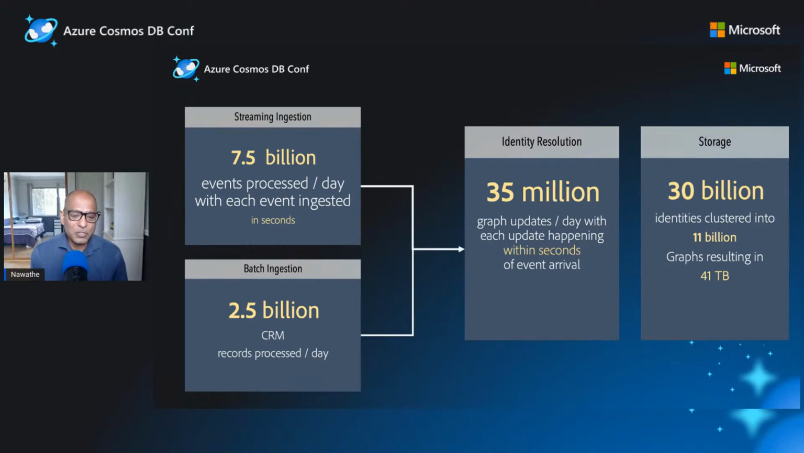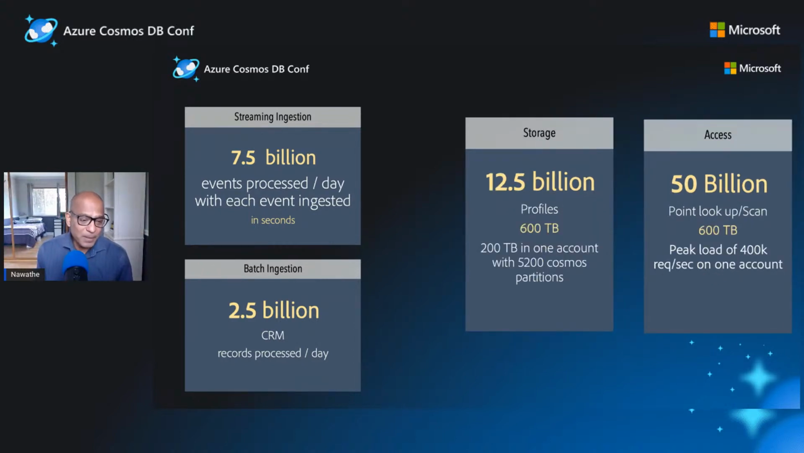On the next slide, we show the scale for profile. Now, ingestion events, as you can see, are exactly the same. The number is not going to change when looking at the profile. However, storage scale-wise, a single account has 200 terabytes of data sitting in the system with almost 5,000 plus partitions. There are 12.5 billion profiles located across 600 terabytes of data.